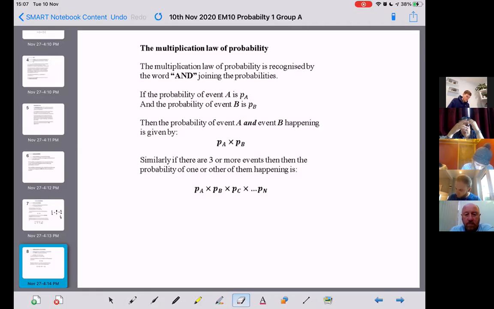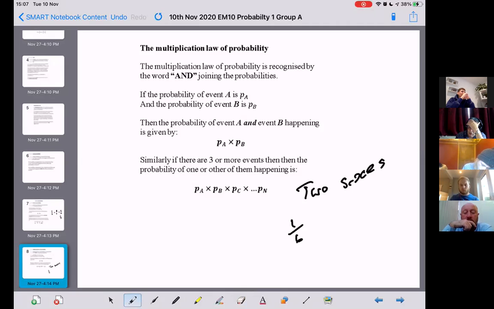Similarly, if there are 3 or more events, then the probability of all of them happening is to multiply them all together. So again, if we said, what's the probability of 2 sixes being thrown, that would be 1/6 for the chance of getting a 6 on the first throw, times another 1/6 chance on the second throw. In total, that's 1/36.